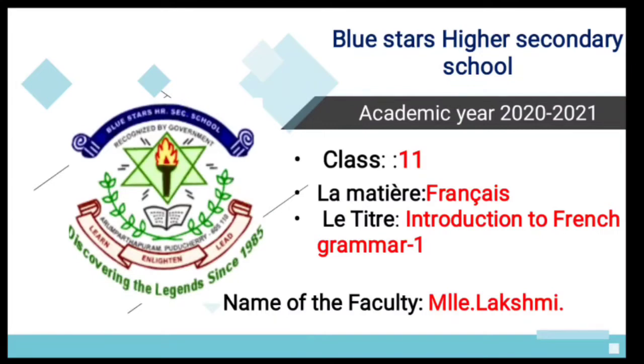So 1 is un, and 2 is deux, 3 trois, 4 quatre, 5 cinq, 6 six, 7 sept, 8 huit, 9 neuf, 10 dix, 11 onze, 12 douze, 13 treize, 14 quatorze, 15 quinze, 16 seize, 17 dix-sept, 18 dix-huit, 19 dix-neuf, and 20 is vingt.